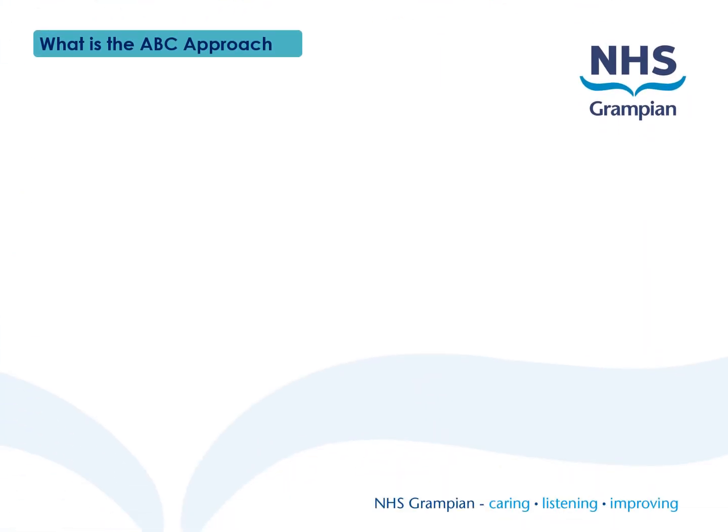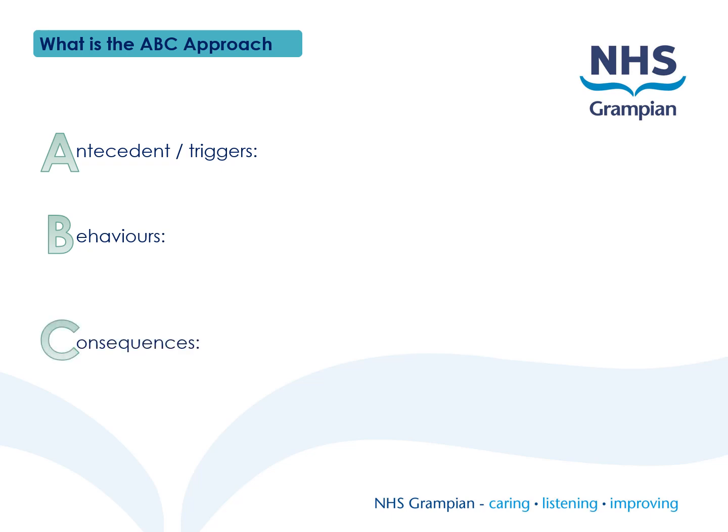Let's look at the ABC approach in more detail. A stands for antecedents or triggers, B is behaviours, and C is consequences. We want to consider each aspect in some detail. For example, antecedents. We want to know what was going on just before the specific behaviour started.